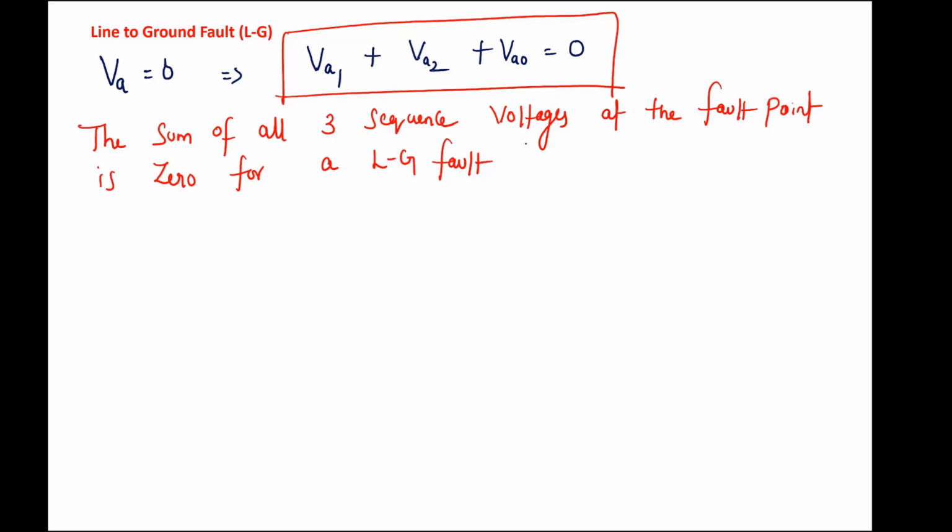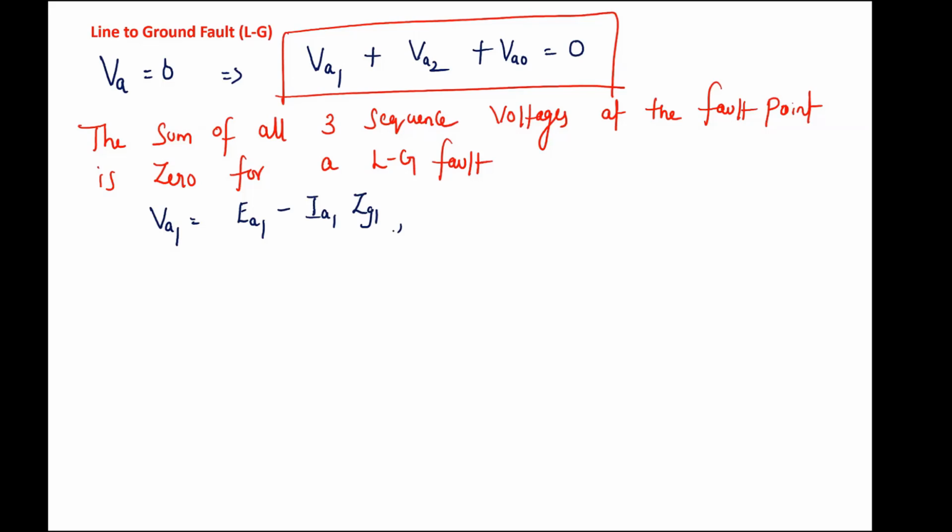Now if I expand this one, what am I going to get? VA1 I can write from the sequence networks as EA1 minus IA1 into ZG1. From the positive sequence network of the synchronous machine, I can write VA1 as EA1 minus IA1 ZG1.